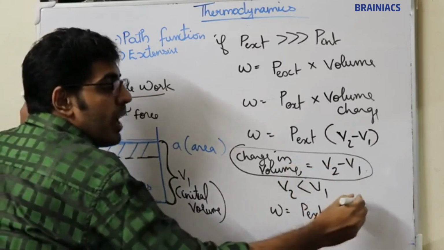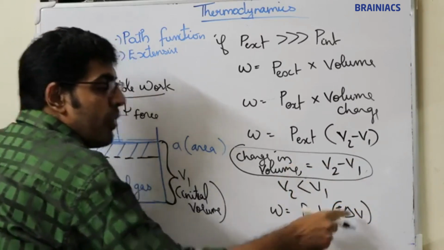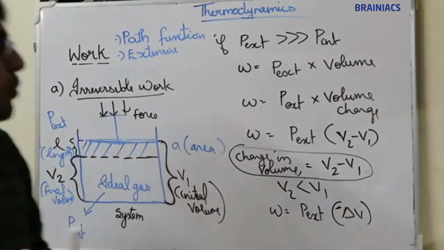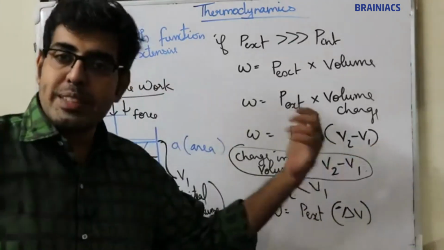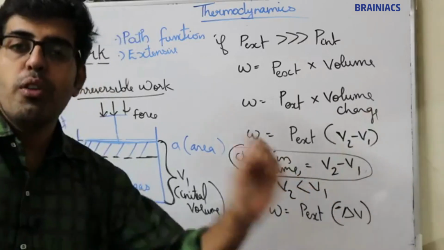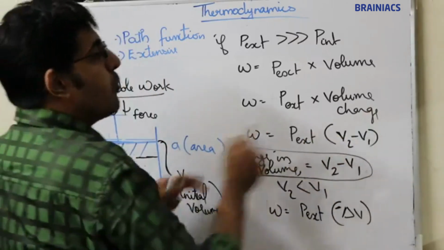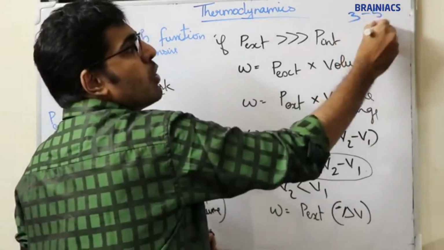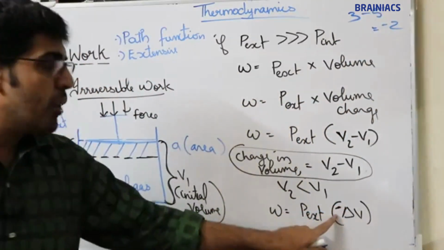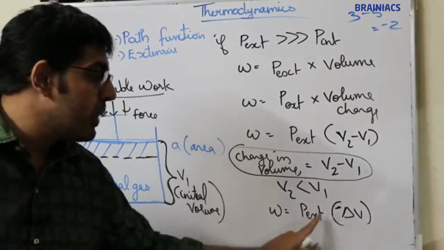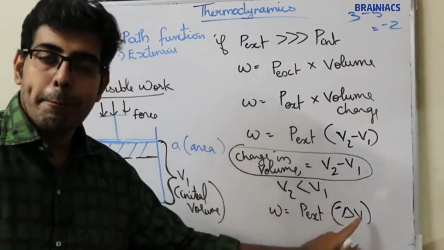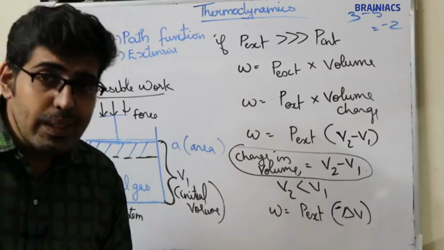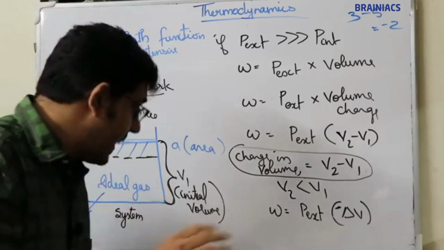V2 minus V1 is delta V, and I am putting a minus here. Why am I putting a minus here? Because V2 is lesser than V1. When we subtract V1 from V2, we will get a negative value. For example, if V2 is 3 and V1 is 5, what is V2 minus V1? You will get a minus value, right? That's why I am putting a minus here. So W is equal to P external into minus delta V. I think it's clear till here.